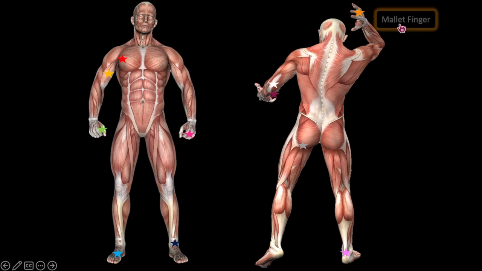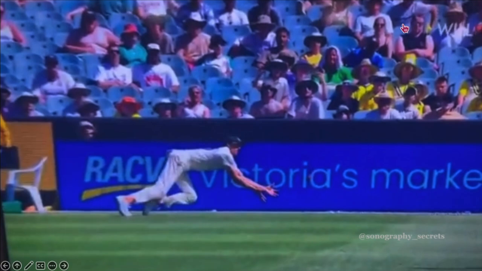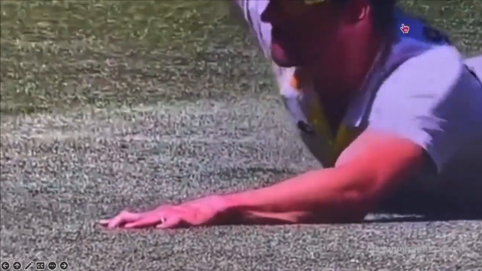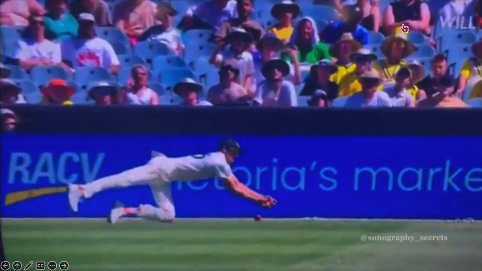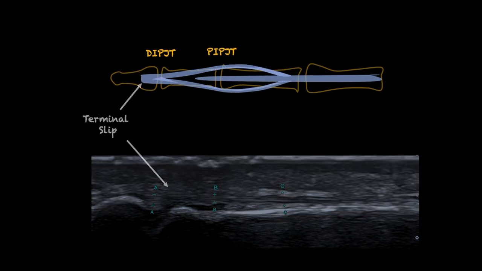Mallet fingers, on the other hand, are generally caused by a ball to the end of the finger. So this is Mitch Starc, who drops a catch. He has a ball that hits the tip of his left middle finger. He has a flexion deformity and he's unable to extend the DIP joint. He has a mallet finger. Now, a mallet finger is an avulsion of the terminal slip of the extensor tendon.